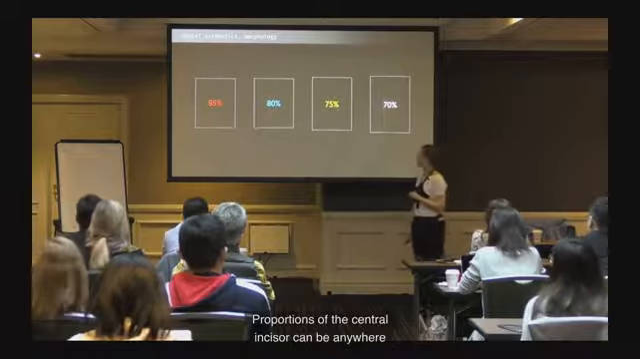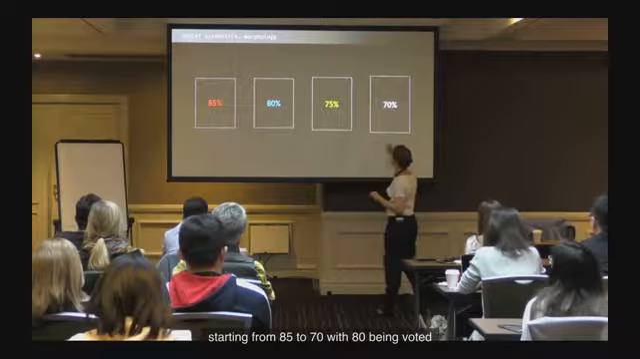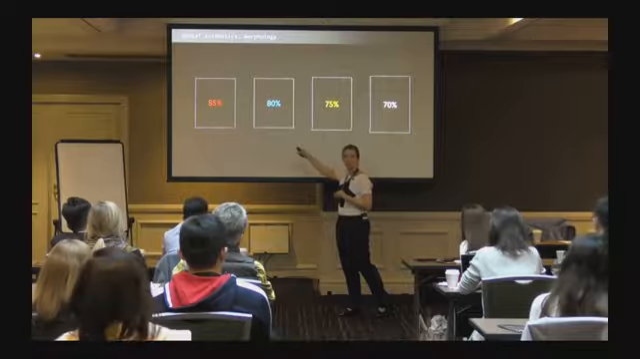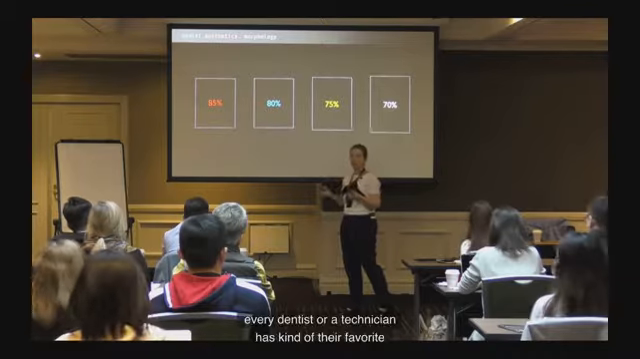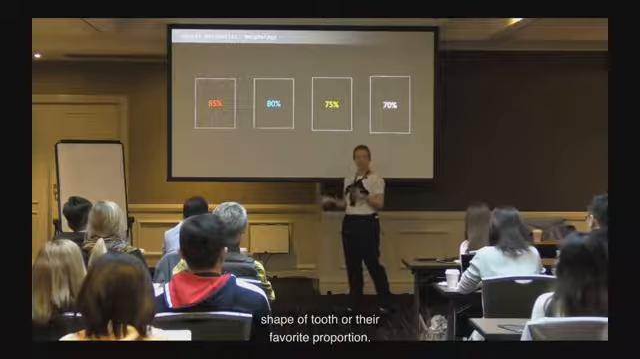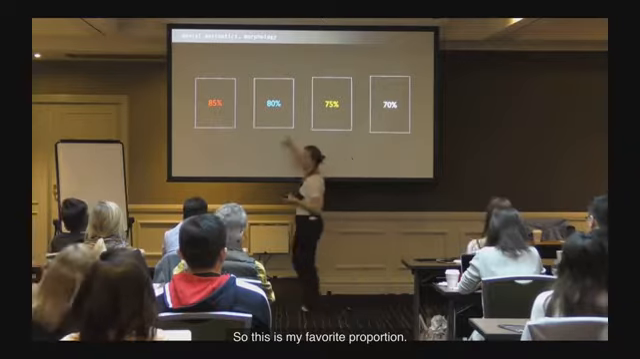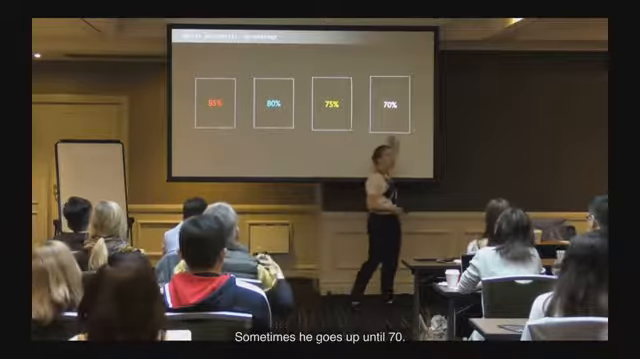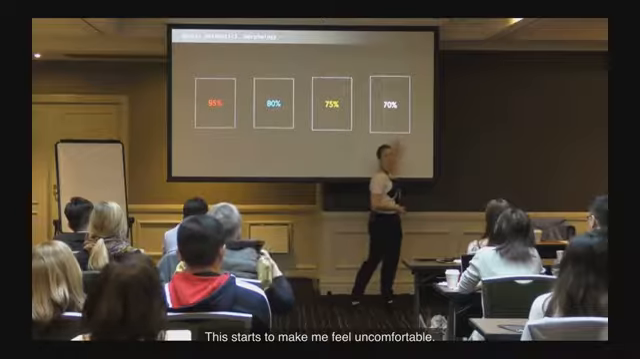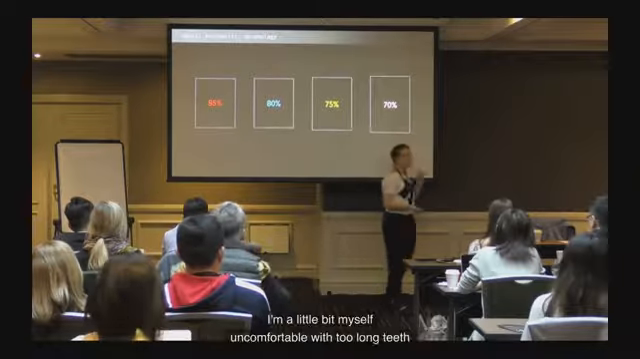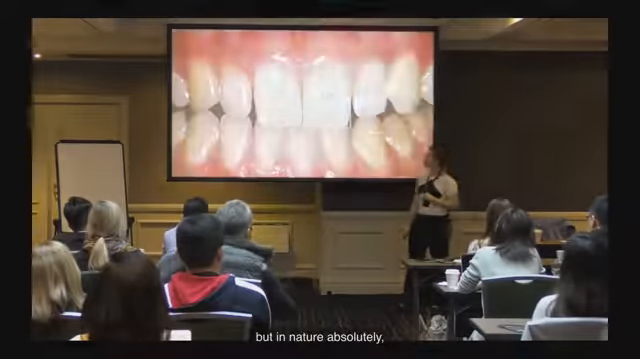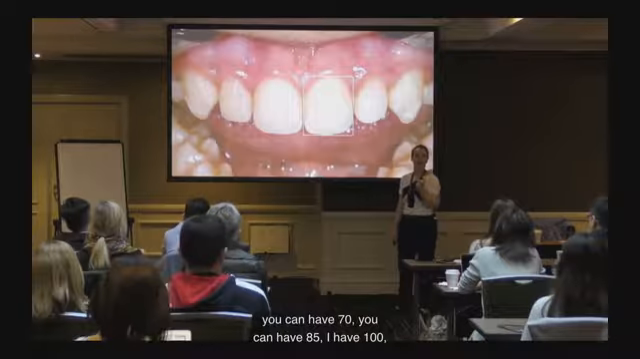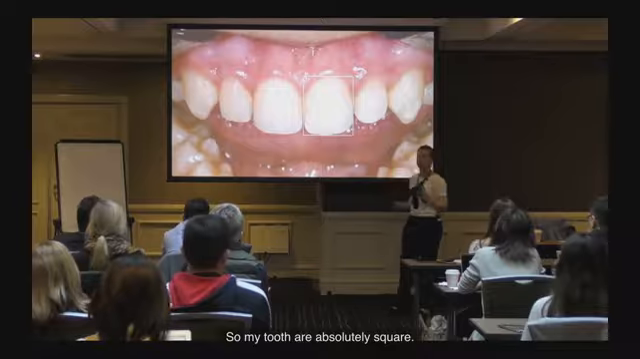Proportions of the central incisor can be anywhere from 85 to 70, with 80 being voted by studies the prettiest. And I know my preference. Every dentist, every technician has their favorite shape of tooth or favorite proportion. So this is my favorite proportion. I know Angela plans most of the cases to be at least 75. Sometimes he goes up to 70. This starts to make me feel uncomfortable. I'm a little bit uncomfortable with too long teeth. It seems too toothy. But in nature, absolutely, you can have everything. You can have 70, you can have 85. I have 100, and it's not a problem. So my teeth are absolutely square.